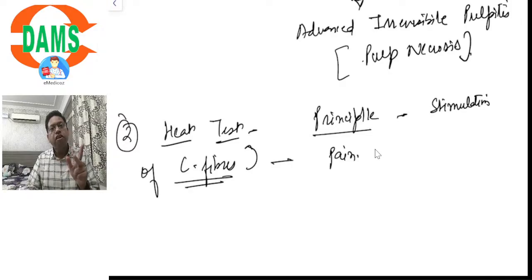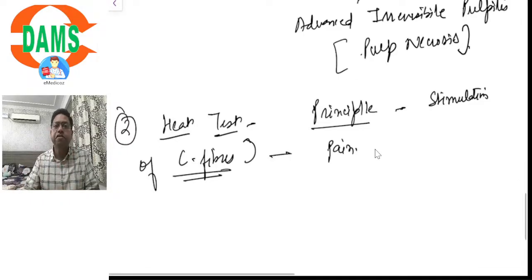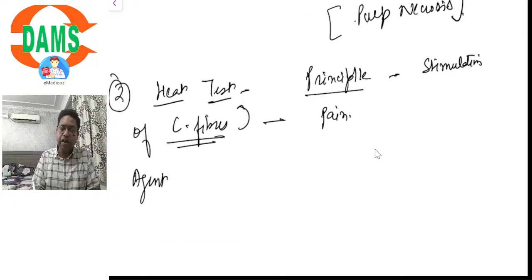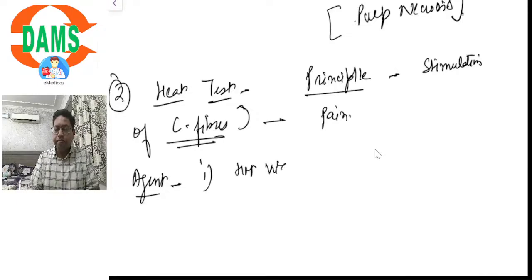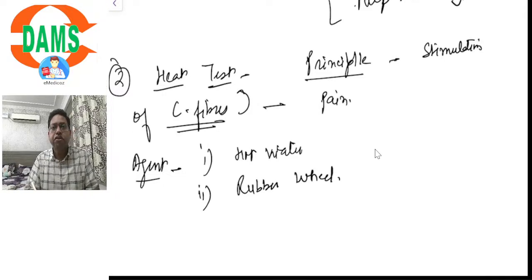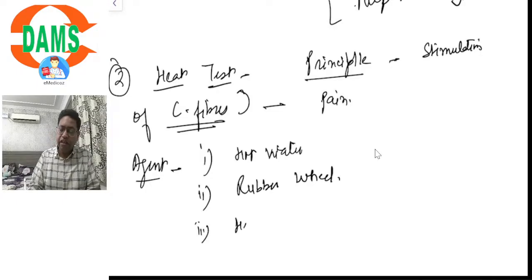Now, what is the difference from cold testing? There was a stimulation of A delta fibers. With heat testing, there is a stimulation of C fibers. This is the fundamental difference there. If we talk about what all can be used as heat testing agents, we can use hot water. We can use a rubber wheel. Rubber polishing wheels are there for restorations. We can rotate that wheel against the tooth that generates frictional heat and results in stimulation of viable C fibers. We can use heated gutta percha stick.